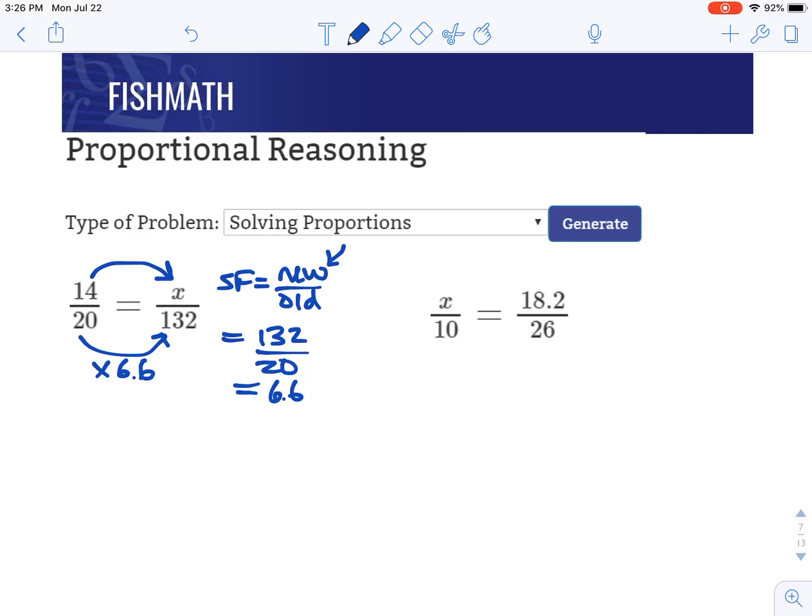Then we go in the same direction here from left to right, because you want to point towards the x, times 6.6 to the 14 gives us our value of x, which is 92.4.